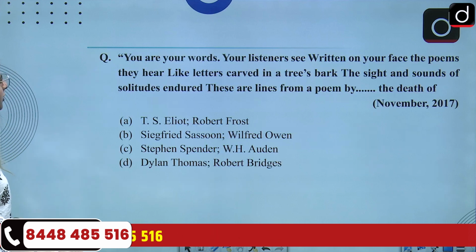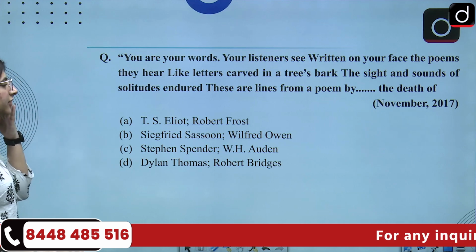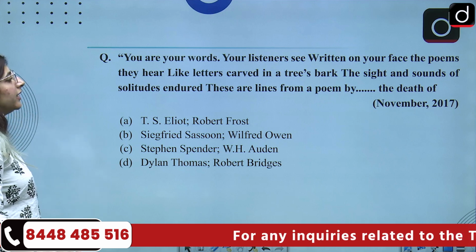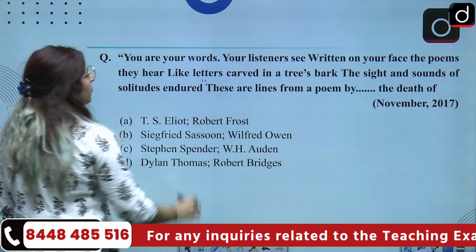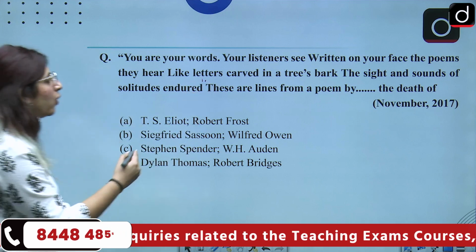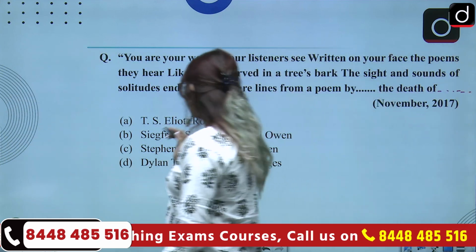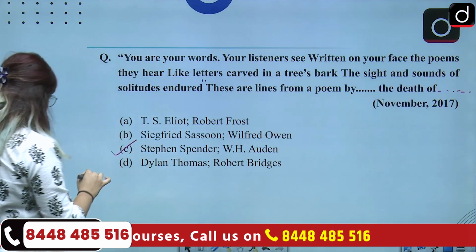Next question. You are your words. Your listeners see written on your face the poems they hear, like letters carved in a tree's bark, the sights and sounds of solitudes endured. These are the lines of a poem by someone on the death of someone. On whom are these lines written? The right answer is option C.